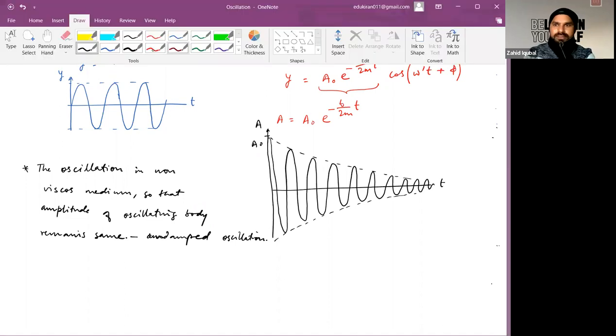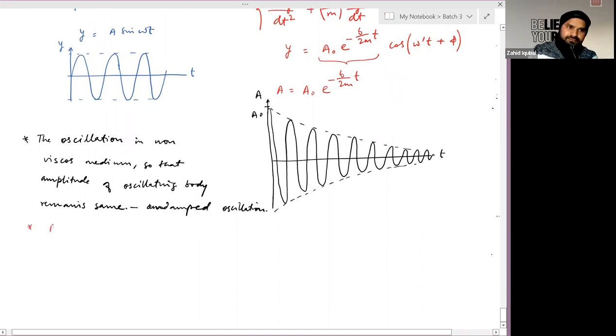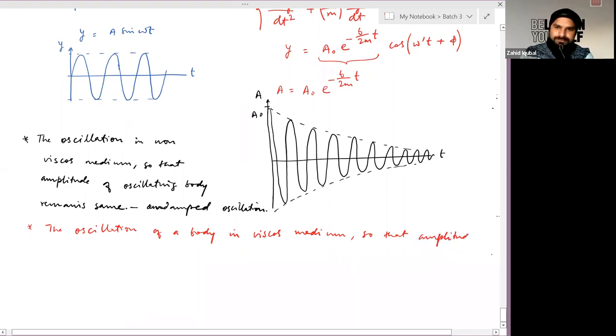But if the oscillation is in any viscous medium, the oscillation of a body in a viscous medium so that the amplitude decreases with time is called damped oscillation.